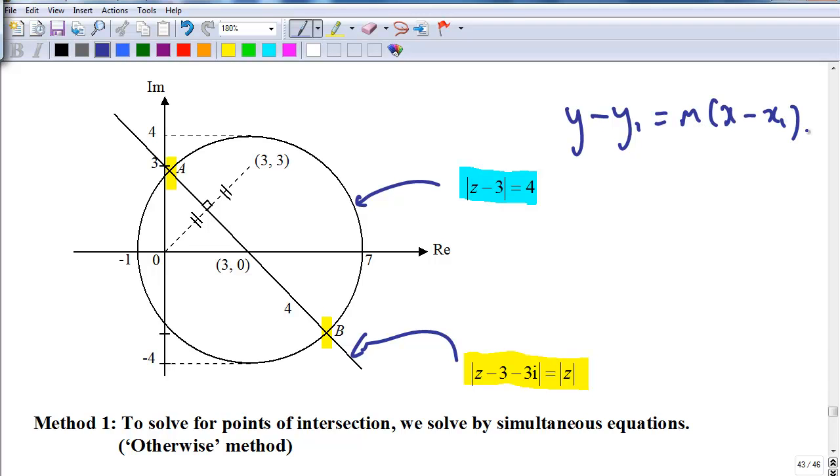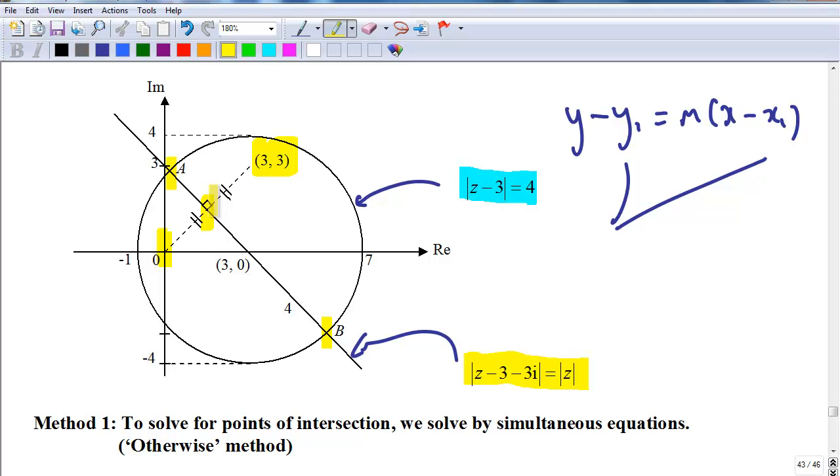Now finding x1 and y1 is not difficult. All you need to do is use your midpoint theorem. You can use your midpoint theorem, using the points 0, 0 and 3, 3 to find this point. Now once you know that point, the next thing you need to do is find the gradient.